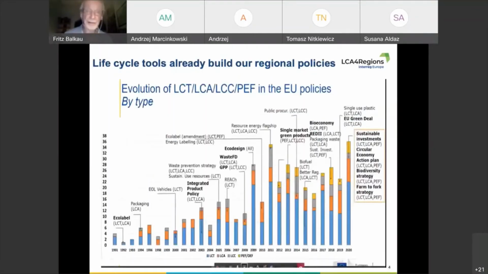Another quick reminder that life cycle tools are already deeply built into regional policies at the level of the European Union. This is a slide from the European Commission, the JRC in fact, which shows how life cycle methodologies, at the bottom, life cycle thinking, life cycle assessment, life cycle costing, PEF, CPDs, are incorporated into European policies, how many European policies rely for their application on these life cycle tools. So it's already a fact. It's not the future, it's the present.